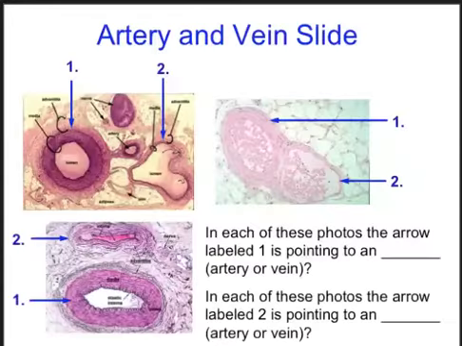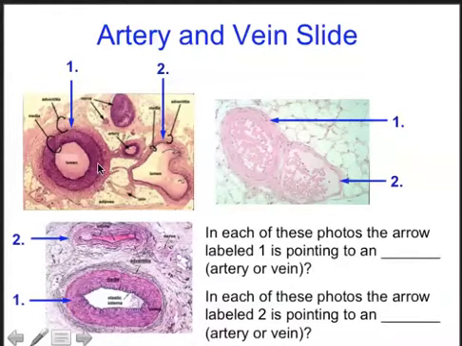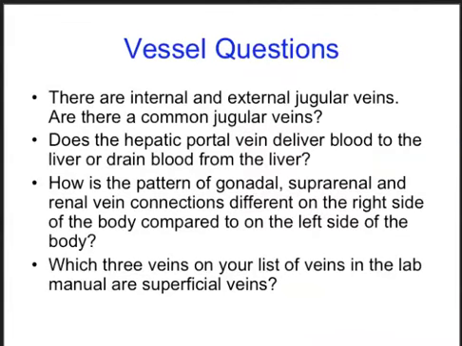Okay, a couple of questions here. What is 1 pointing to in each of these slides? Here, here, and here. What structure is number 1 pointing to? It is an artery. You can tell that because of the substantial smooth muscle layer and the more rounded shape, and 2 is pointing to a vein. You can tell that because of the irregular shape of the lumen and the relatively small layer of smooth muscle around the veins.